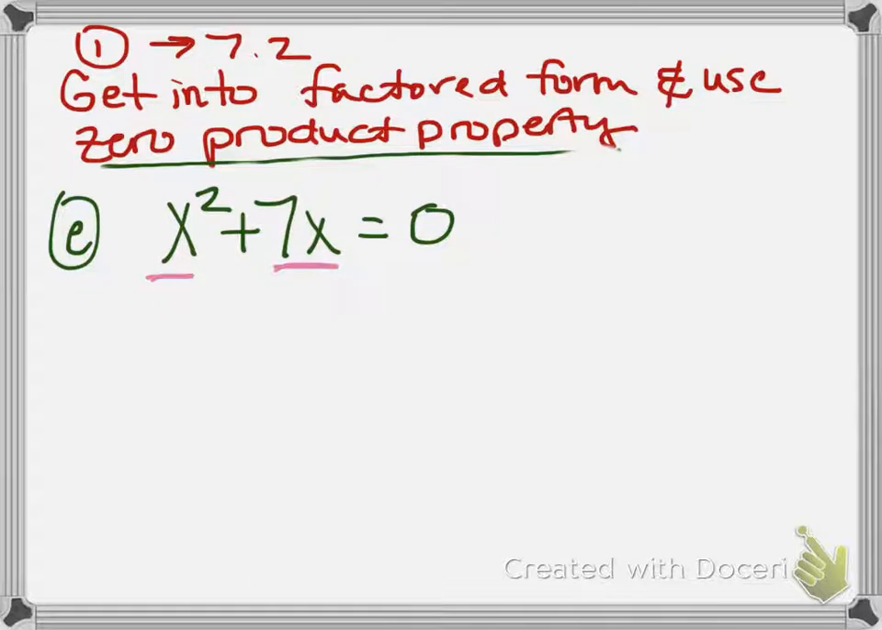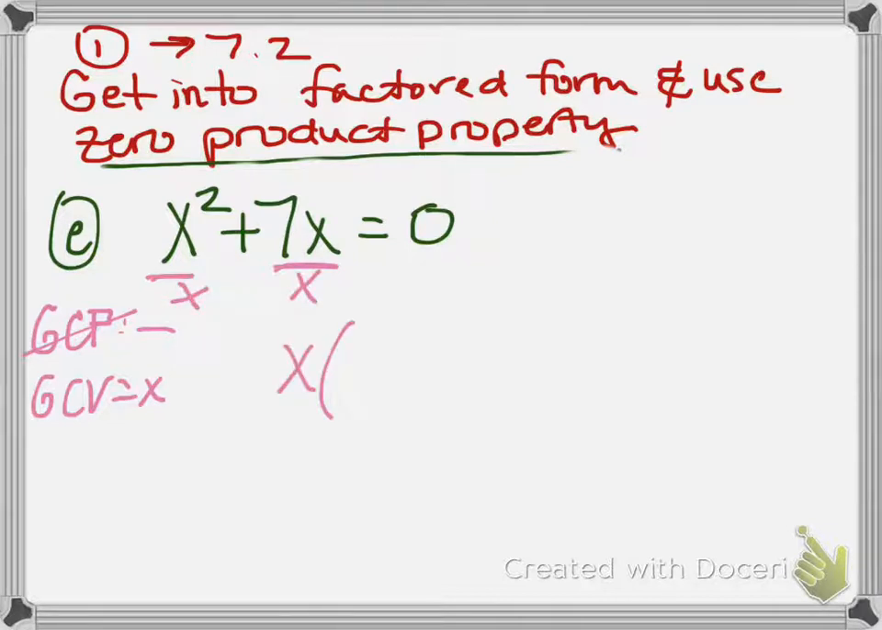So I'm going to take out, they don't have a greatest common factor. There is none there, so I don't have to worry about that. But they do have a greatest common variable, and that's x. So I'm going to divide out an x. So the factored form of this would be x times x squared divided by x to the first, which is x. And these two x's would cancel, so x plus 7 equals 0.